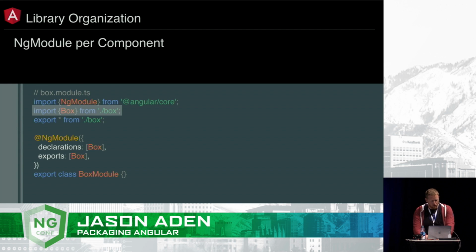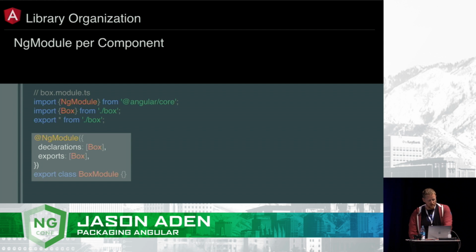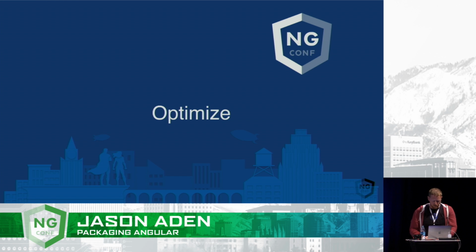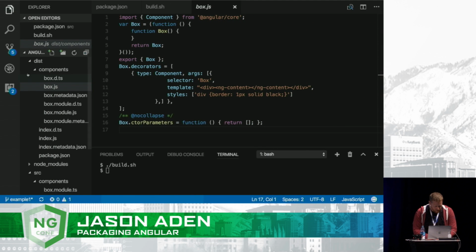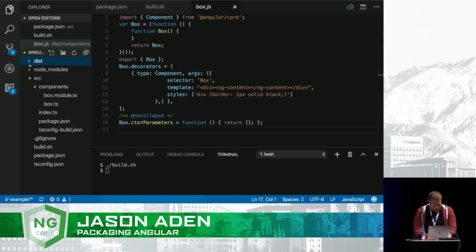All right, so we import the box component, and we create an ng module that declares box and re-exports it as box module. All right, so let's take this little project here and go ahead and optimize it.